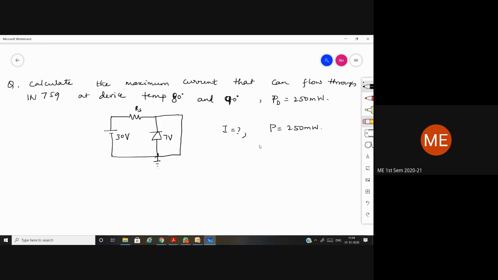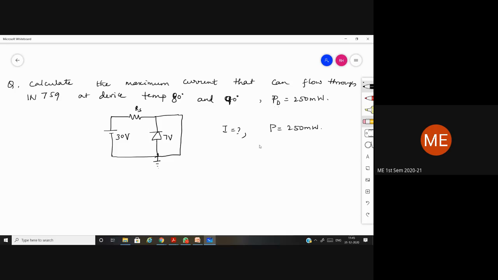But here in this case, we are not very clear under which temperature they are asking, whether 60 degree or 80 degree. I mean 80 degree or 90 degree. They're not telling at what temperature they're expecting the maximum current, at 80 degree or at 90 degree. We don't know. That's why we will do it for both the cases. How to do for both the cases?